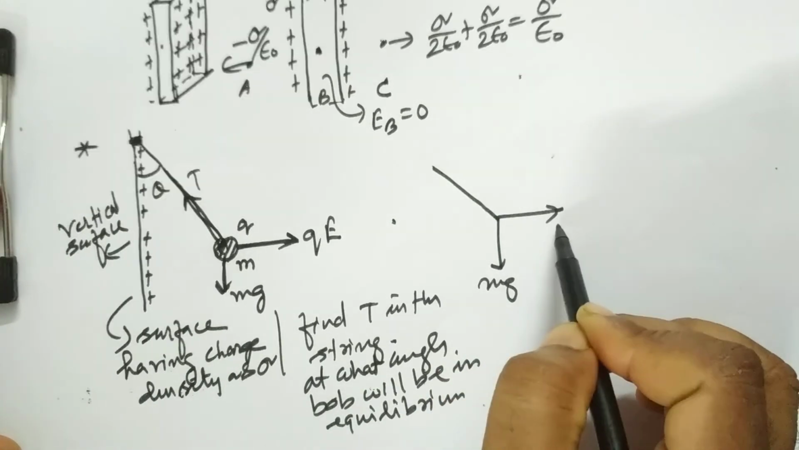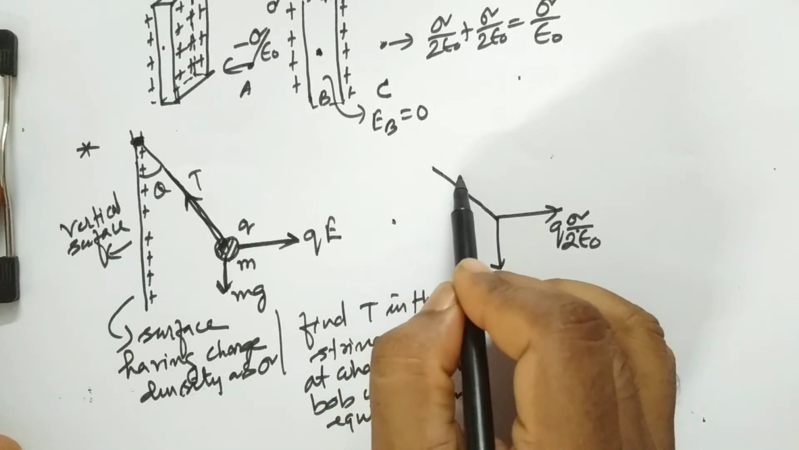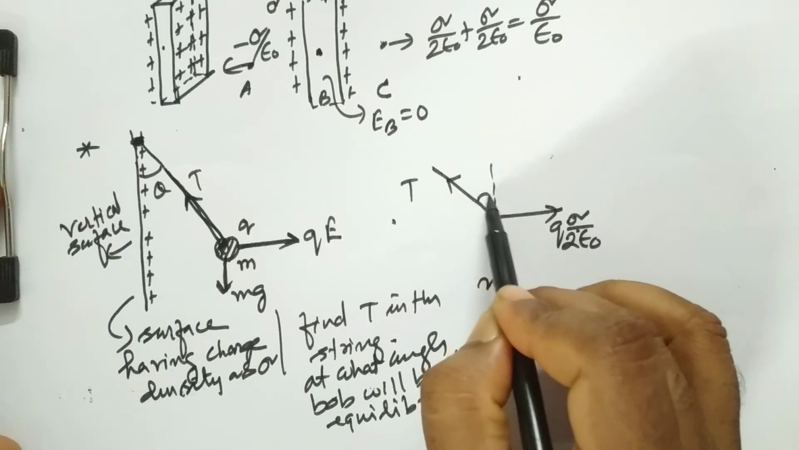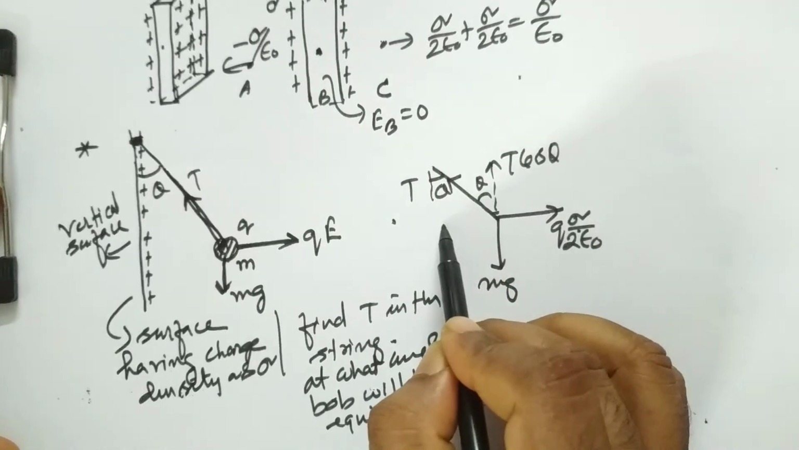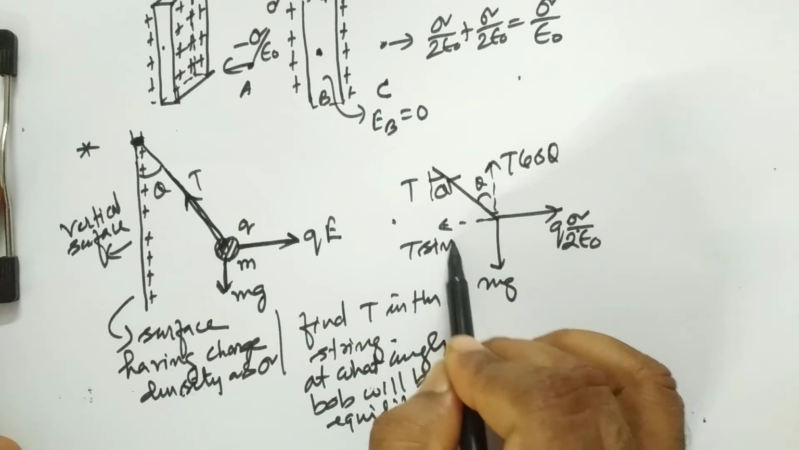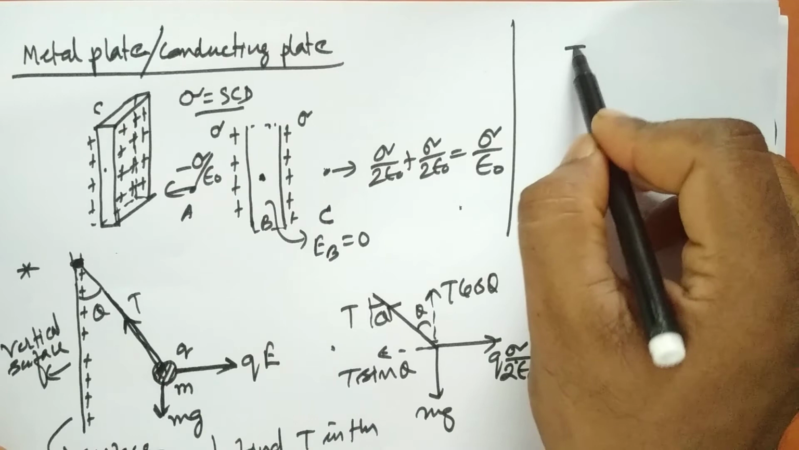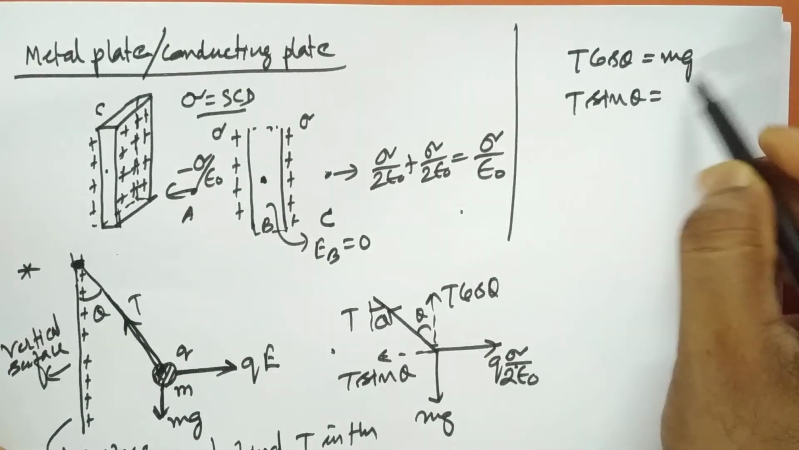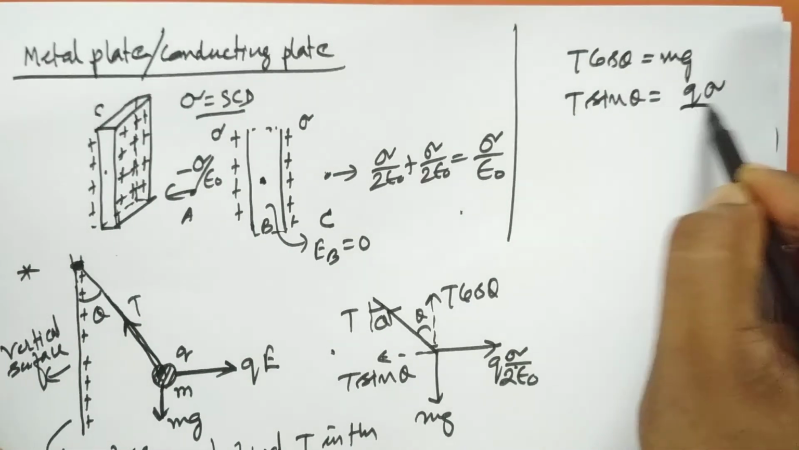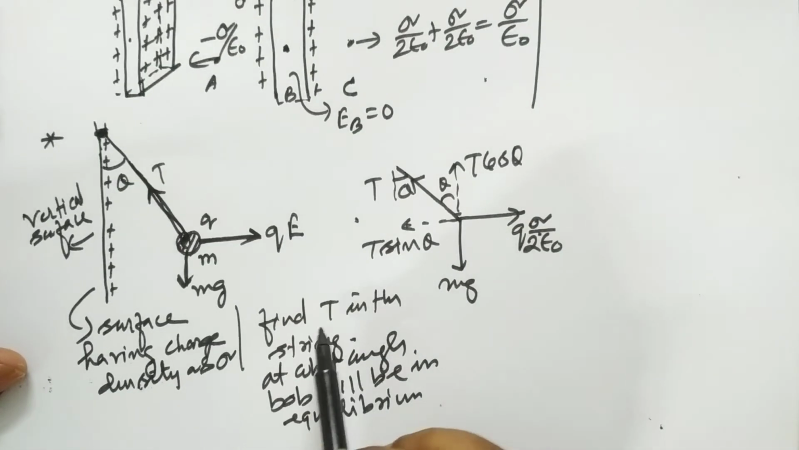So in order to solve the problem, we can simply use this particular situation. This is mg, this is qE, where E is nothing but sigma by twice epsilon naught, and on this particular side there is tension. This particular angle is theta. Since this is theta, this side is T cos theta, and on this side is T sin theta. Therefore, T cos theta will balance mg and T sin theta will balance q sigma by twice epsilon naught. So from equation 1 and equation 2 you can get the value of tension and angle theta.